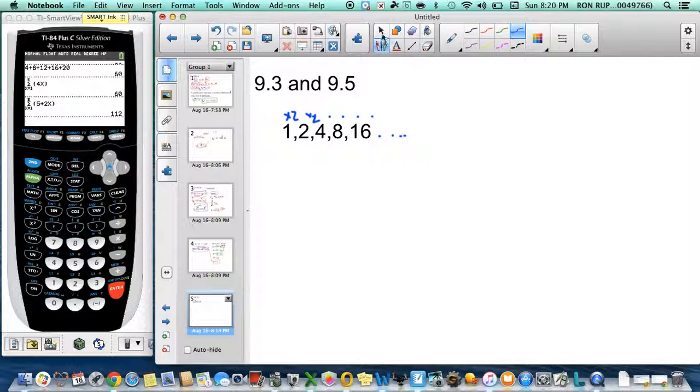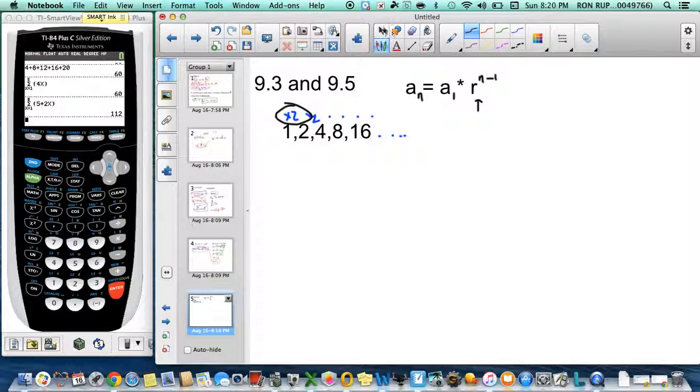So if I want to find some term in this sequence, let's say the 8th term, I've got 1, 2, 3, 4, 5 terms here. I could just keep going, but let's say I got to know the 8th term. This is another flower pot that you need to know. All right, let me put my letters in here. The amount of any term is equal to the first term times the common ratio raised to the n minus 1 power. So common ratio, that's this guy. Whatever you're multiplying by each time is your common ratio, r.